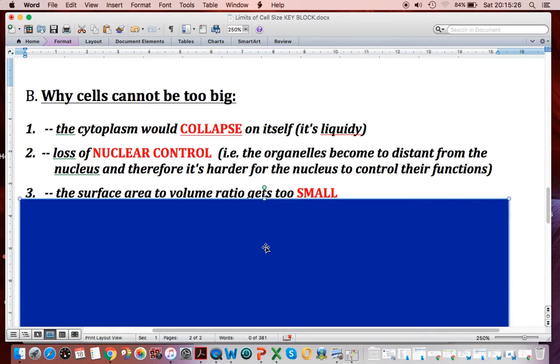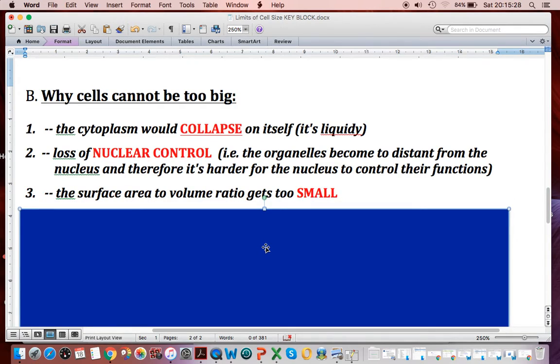Now, number 3 is the math one. And it says the surface area to volume ratio gets too small. The surface of a cell, so when you see surface area, think of cell membrane. When you think of volume, think of the cell itself. And the cell membrane we've just talked about, the cell membrane regulates what can enter and leave.